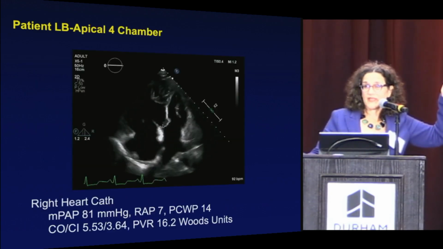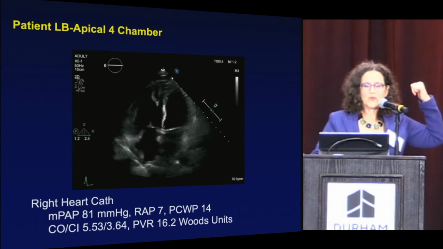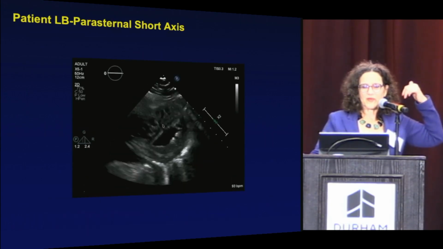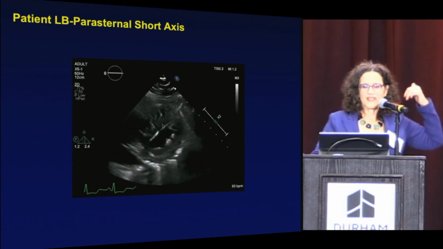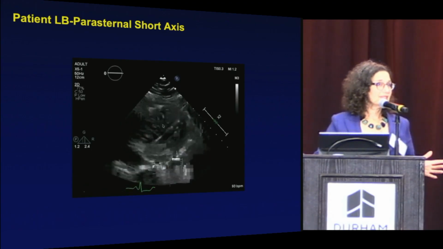Now are you happy? This is her echo. This is her most recent right heart cath, a mean PAP of 81, a PVR of 16. That's the apical four chamber. You guys probably all recognize this. This is her short axis. Look at that. Would you be happy with that?